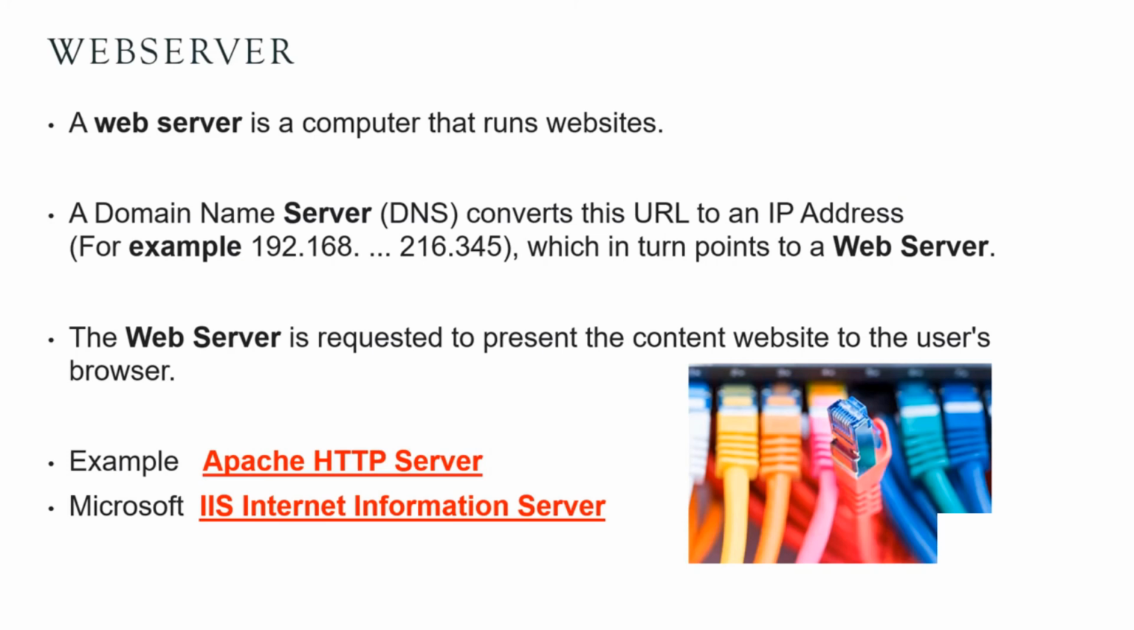A web server is a computer that basically runs websites. For example, a domain name server converts the URL to an IP address, which in turn points to a web server. The web server is requested to present the website's content to the user's browser. Examples are Apache web server and IIS. Basically, a web server is where your software or your data is, and it is accessed and sent from here to the client side. That concept is very important to understand.